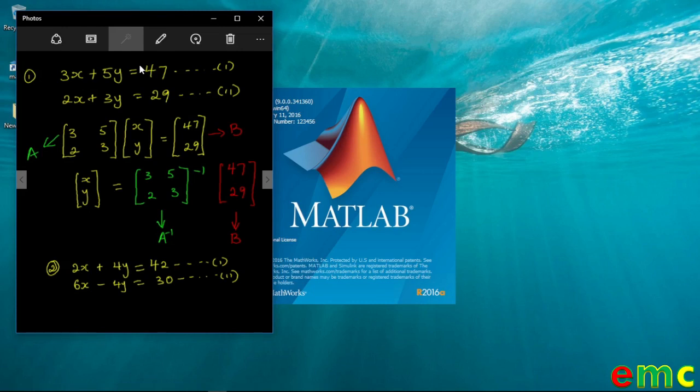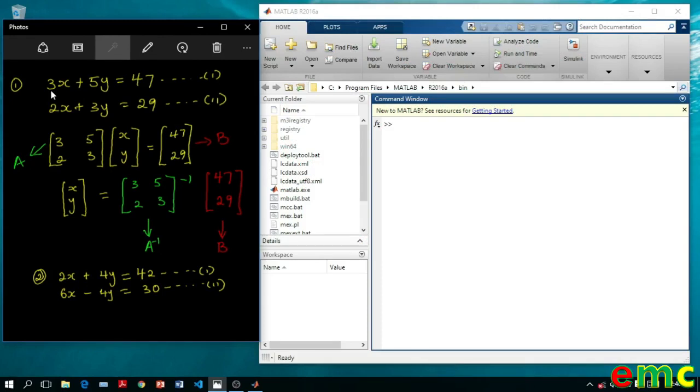In the first example, we have 3x plus 5y equal to 47, and 2x plus 3y equal to 29. We'll be forming matrices out of these equations. On the left hand side of the equation, we have 3, 5, 2, 3. This is 3, this is 5, this is 2, and this is 3. We have our coefficients in this matrix. And then on the right hand side of the equation, we have 47 and 29.